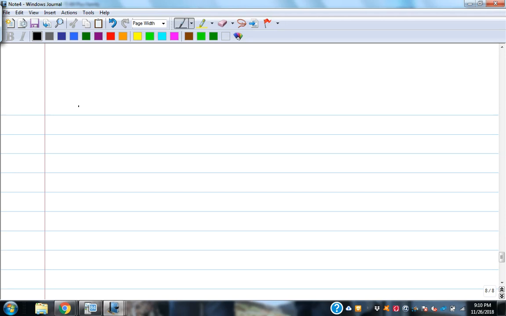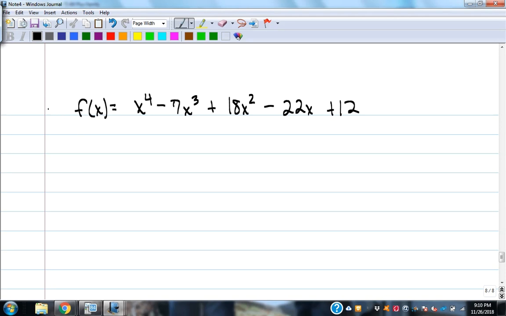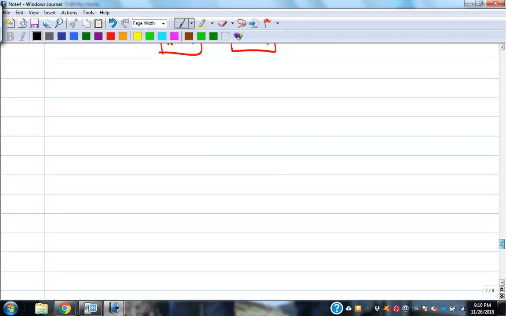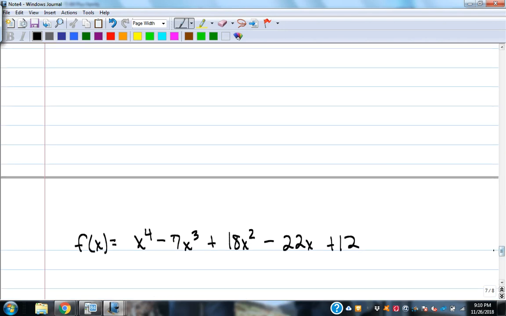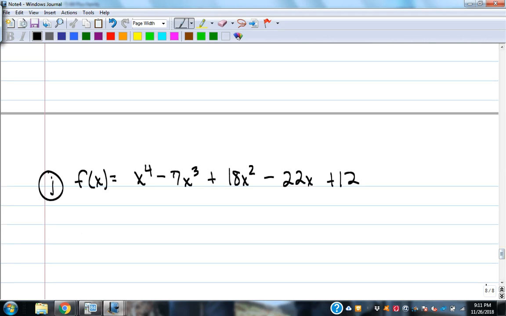So here's our polynomial: x to the fourth minus 7x cubed plus 18x squared minus 22x plus 12. A big one to finish off with. I don't even know what letter I'm on. J. Sample J. Okay. P over Q. Factors of 12 over the factors of 1. What are the factors of 12?